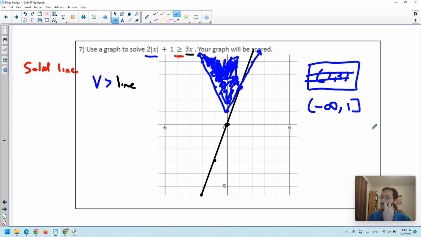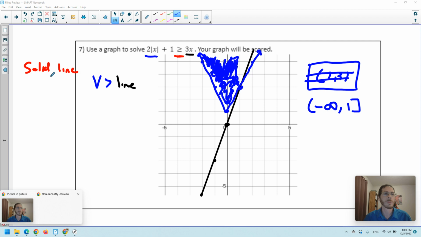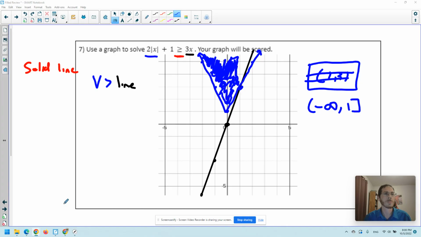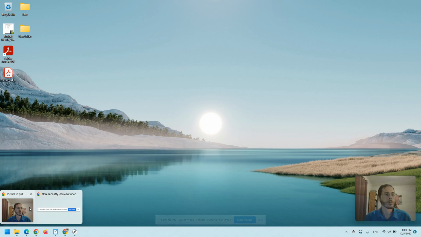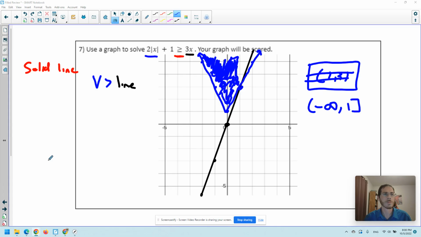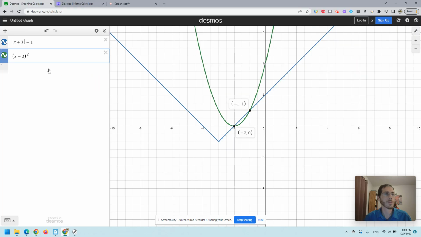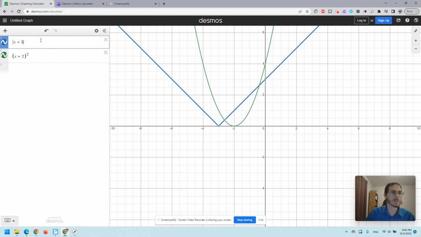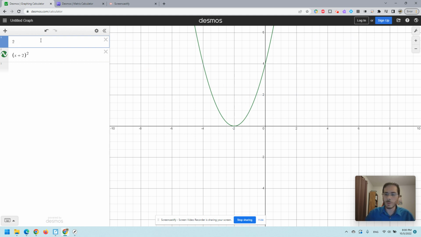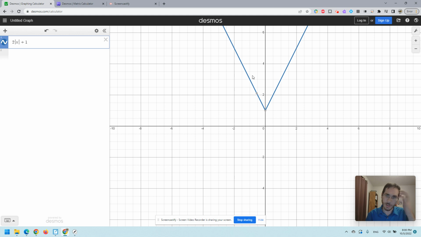All right, let's just double check. Again, I didn't do so great with the last one, so let's just double check. So 2 absolute value of x plus 1. Where'd you go? Oh, you're over here. All right. 2 absolute value of x plus 1. Let's get rid of this. So again, my v looks like it's pretty good. I like where my v's at.